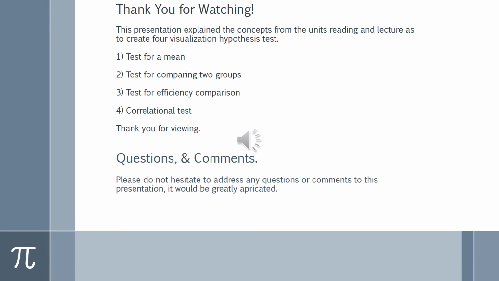We have reached the conclusion of my presentation. Thank you for watching. The presentation explained the concepts from the unit's reading and lecture as to create four visualization hypothesis tests. First, test of a mean. Second, test for comparing two groups. Third, a test for efficiency comparison. Fourth, a correlation test.